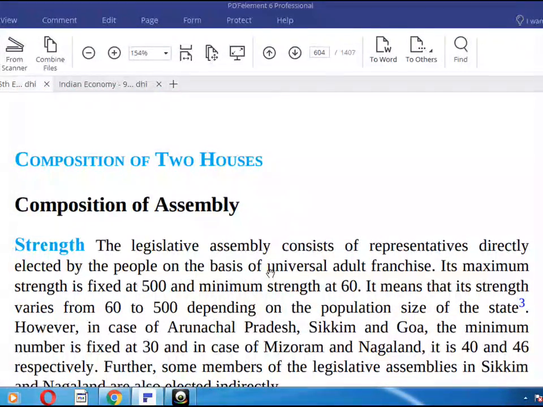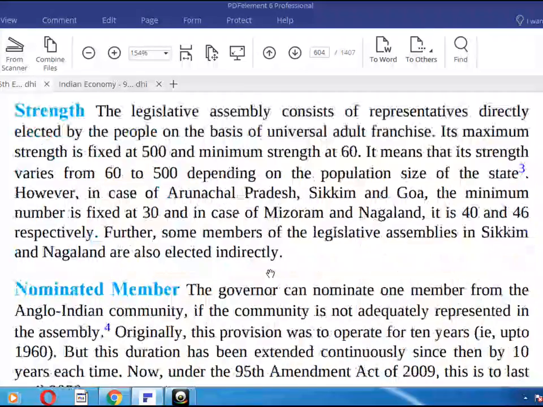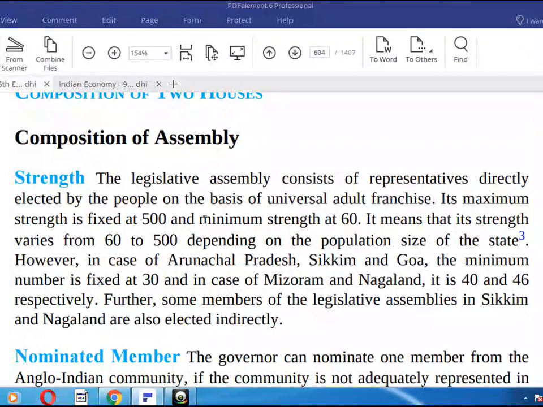Composition of the two houses. Composition of the assembly: strength. The Legislative Assembly consists of representatives directly elected by the people on the basis of universal franchise. Its maximum strength is fixed at 500 and minimum strength at 60. It means that its strength varies from 60 to 500 depending on the population size of the state.